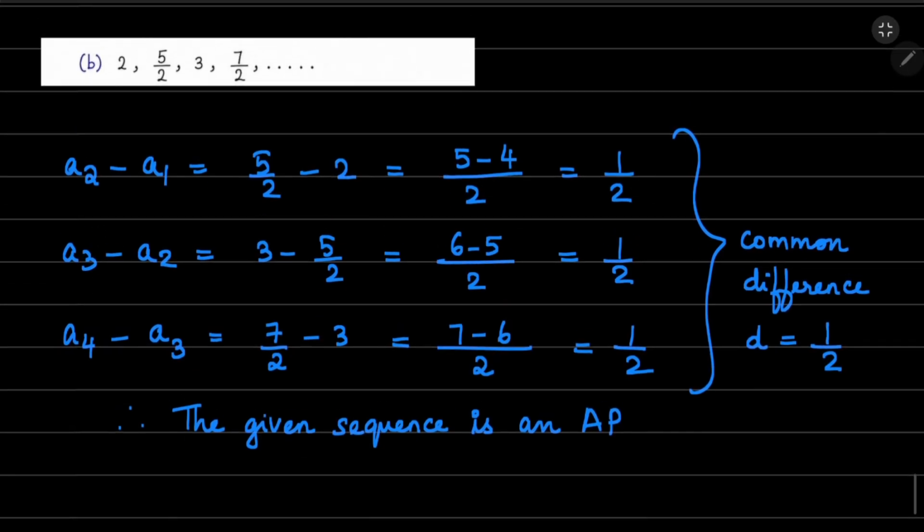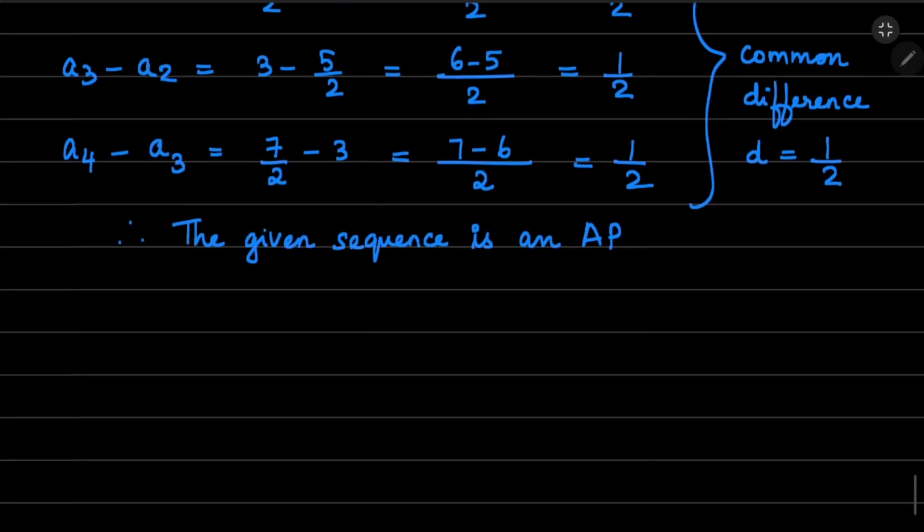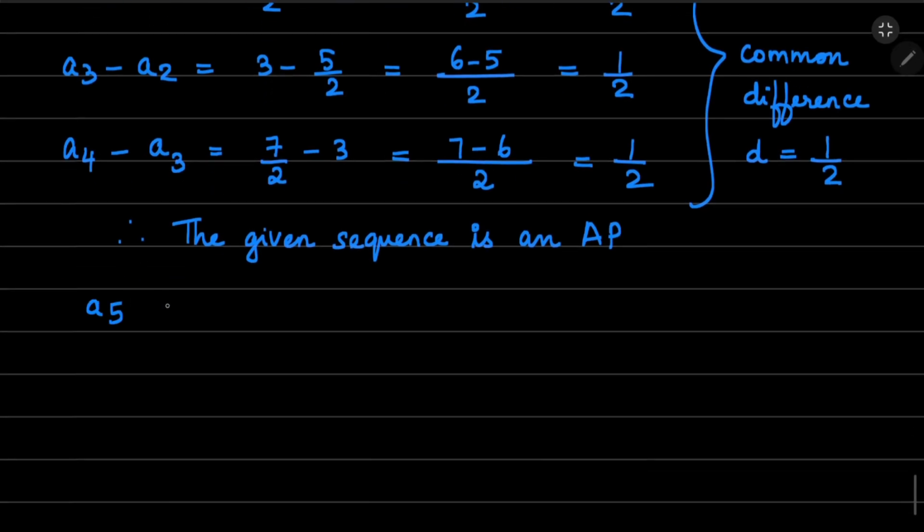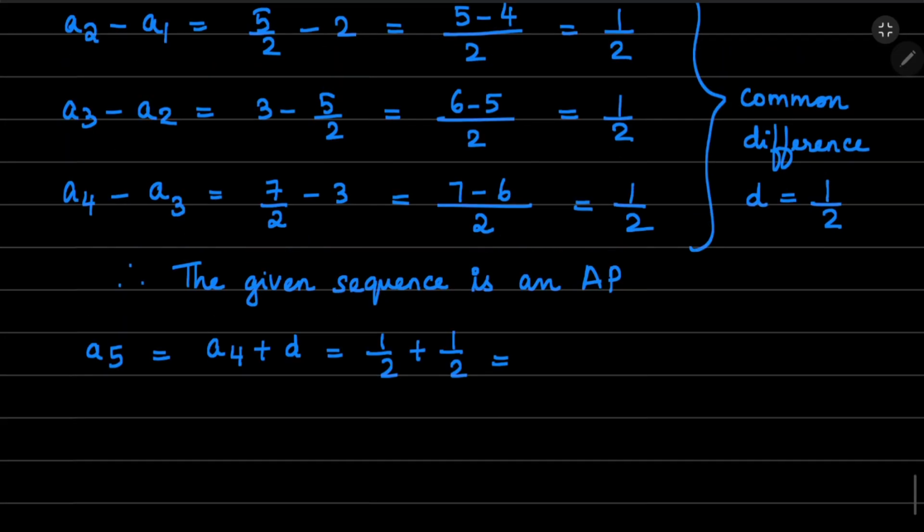Okay, let's calculate the next term. How would you calculate? So you are given 4 terms, right? A1, A2, A3 and A4 are given to you. Let us find out what is your A5. So A5 will be A4 plus D. What is A4? A4 is 7 by 2. So 7 by 2 plus 1 by 2, which is 8 by 2, that is equal to 4.